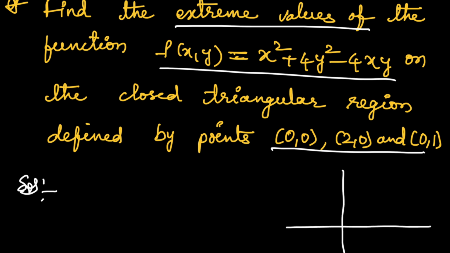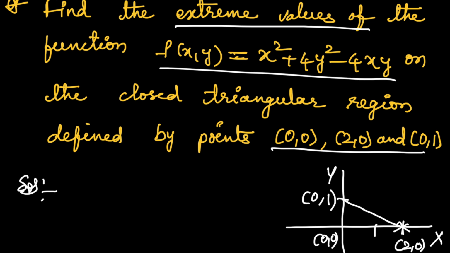Now we take the triangle with the x axis and y axis. The intersecting point is (0, 0). On the x axis we take the point (2, 0). On the y axis we take the point (0, 1). Now joining (0, 0), (0, 1) and (2, 0) makes a triangle OAB. Now we have to find out whether this triangle has a maxima and a minima.